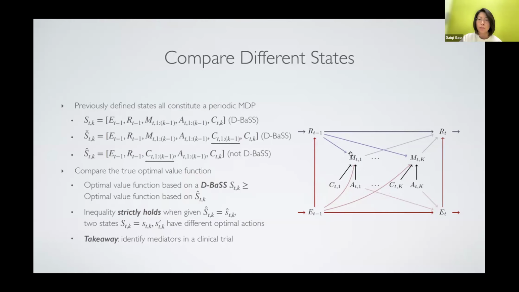So if we use the mediator to choose the action, we will know which action to choose based on specific values of the mediators. But if we only use the context C to choose the action, then we can only choose it based on the conditional distribution of M given C. And the takeaway here is that when we design a clinical trial, it is helpful to identify the mediators of previous actions that could potentially help us construct a better personalized policy.